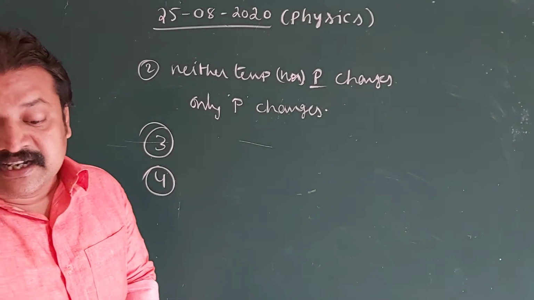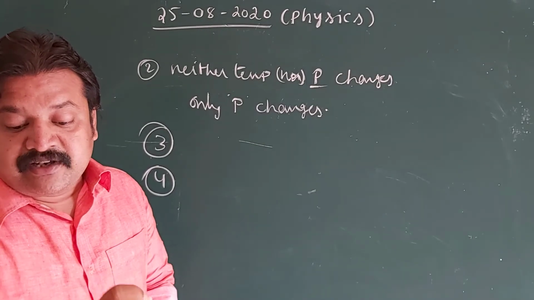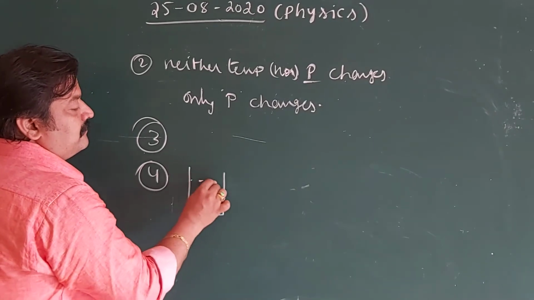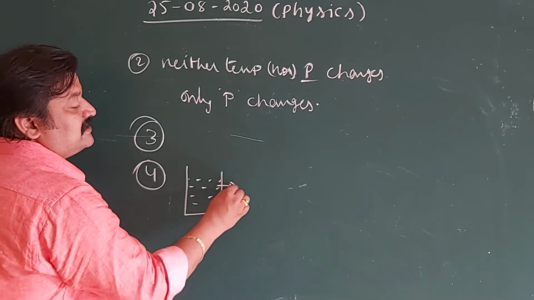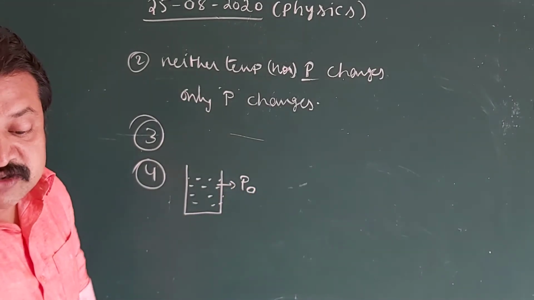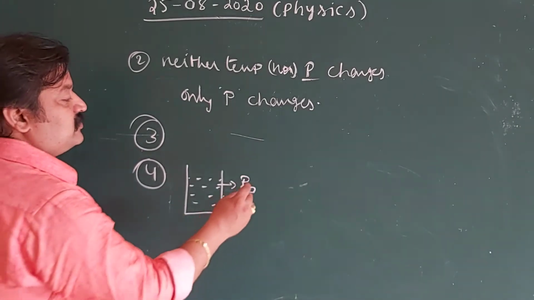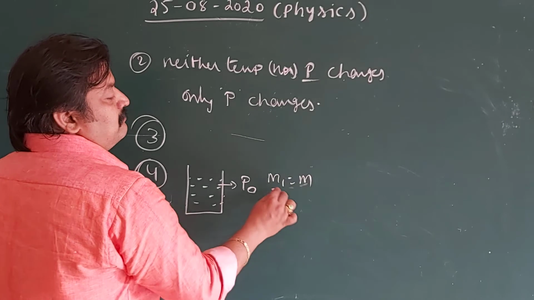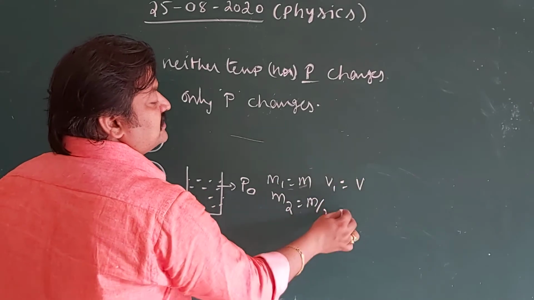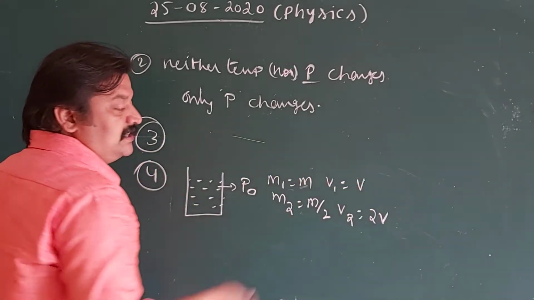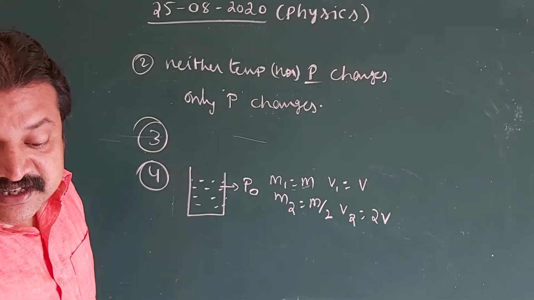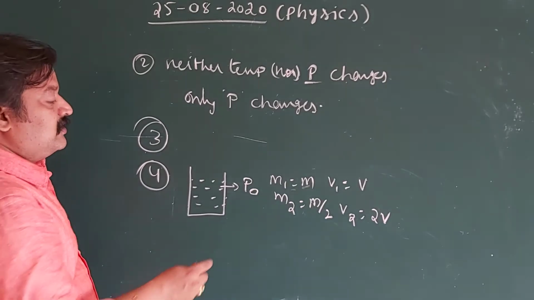The fourth question clearly gives that a gas at a pressure P0 is contained in a vessel. So let us take a vessel which has a pressure P0. If the masses of all the molecules are halved and their speeds are doubled, so m1 is m, the mass becomes half, m2 is m by 2, and the speed becomes double, v1 is equal to v, v2 is equal to 2v. Then they ask to find, if their speeds are doubled, the resulting pressure P will be equal to. Now what is the new pressure?